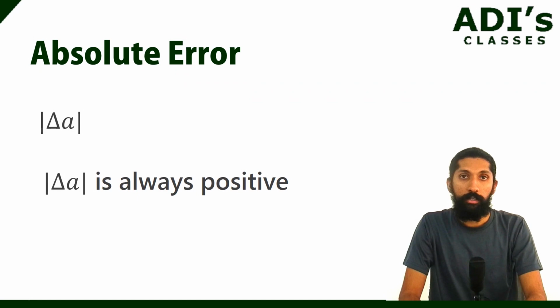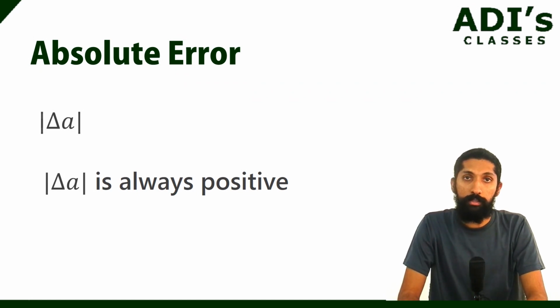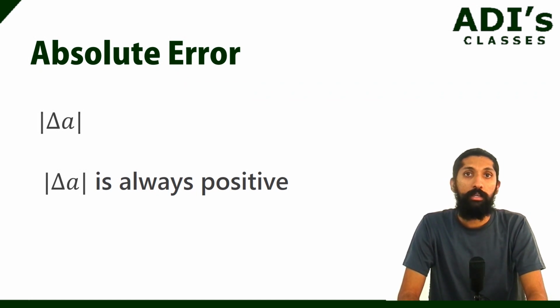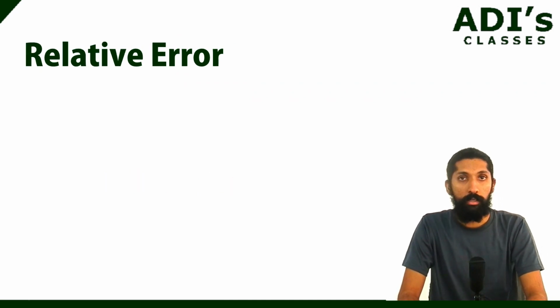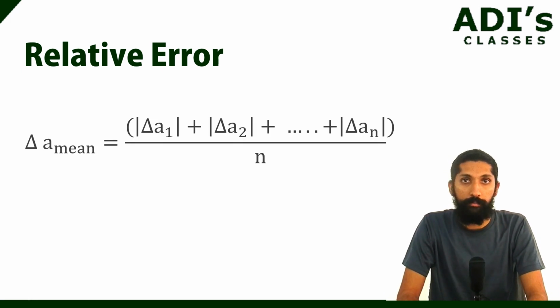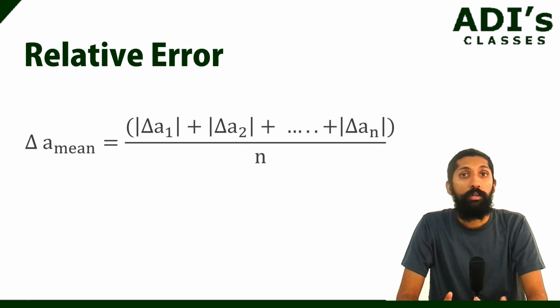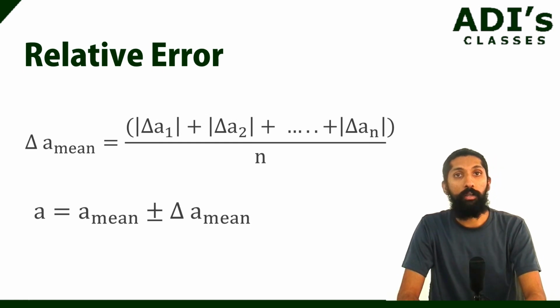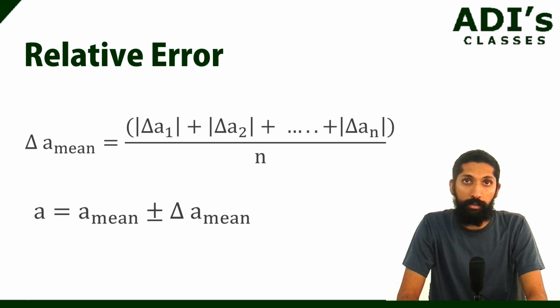Another type of error is relative error. In this error, let's take the average of these absolute errors, in the sense, mod of delta A1 plus mod of delta A2 and so on, divided by n. Let's call this A mean. Now you take the ratio of the absolute error by the mean. This is what we call relative error.